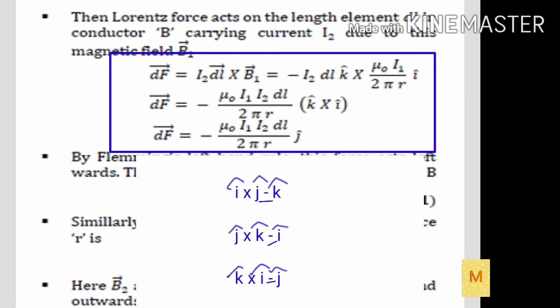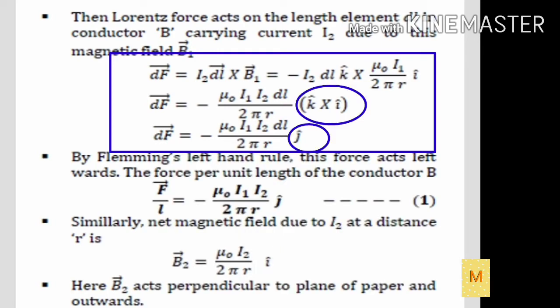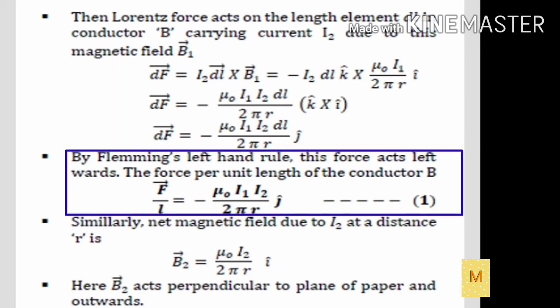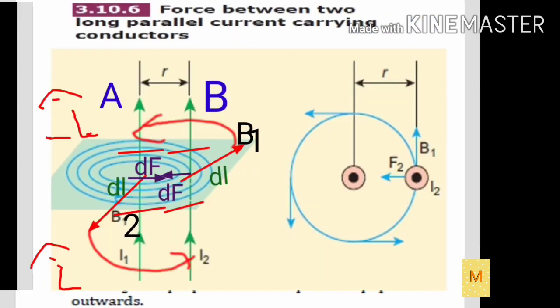With respect to the cross product of the unit vectors, this k cap cross i cap is replaced by j cap. So the equation becomes dF vector is equal to minus mu naught I1 I2 dl by 2 pi r into j cap. After integration, this equation becomes F vector is equal to minus mu naught I1 I2 L divided by 2 pi r into j cap. Hence, the force per unit length of conductor B can be written as F vector divided by L is equal to minus mu naught I1 I2 by 2 pi r into j cap.